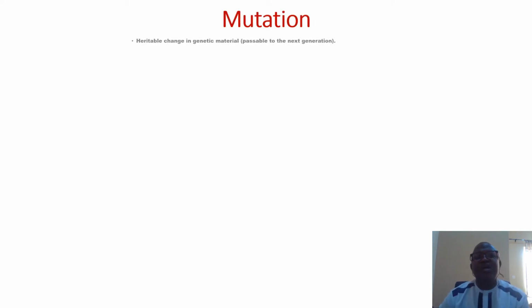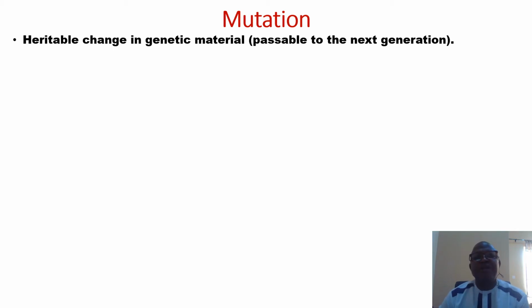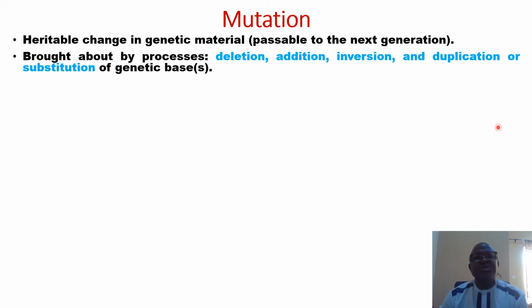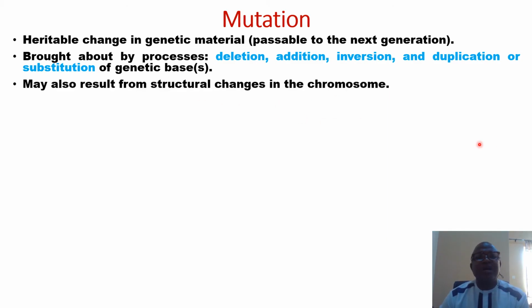Mutation is another systematic factor that can lead to gene frequency change. Mutation is any heritable change in genetic material. Being heritable means that whatever mutation takes place is passed on to the next generation. Mutation can be brought about by processes such as deletion, addition, inversion, duplication, or substitution of genetic bases. It may also result from structural changes in the chromosome.